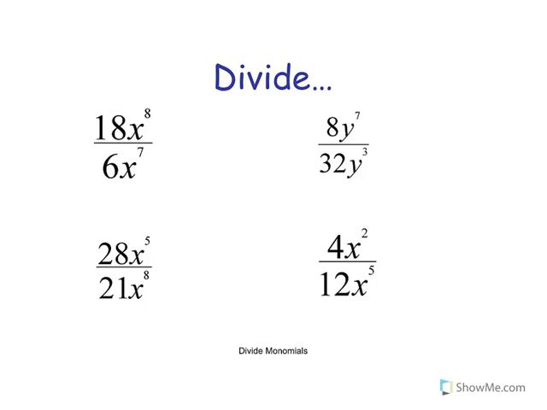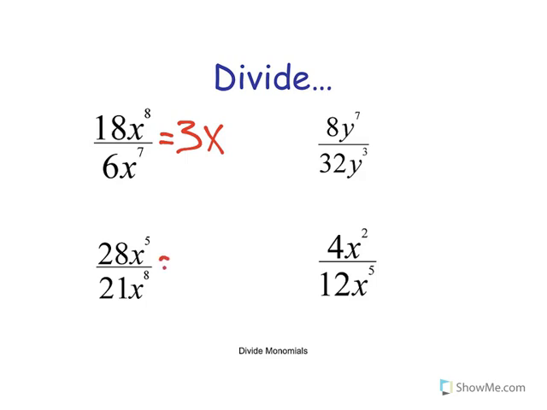All right, first one here is another kind of simple one, right? In the sense that I can simply divide 18 by 6, which is 3, and I can subtract the exponents. 8 minus 7 is 1, so 3x to the 1st. Nice and easy.